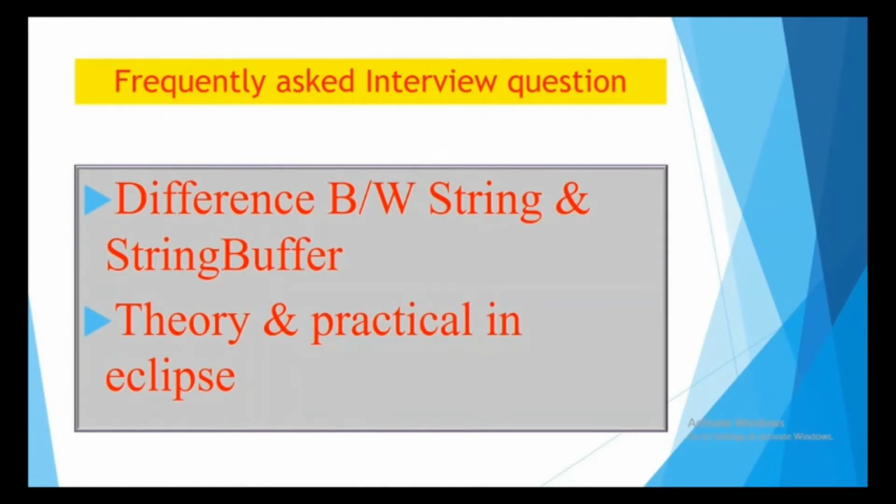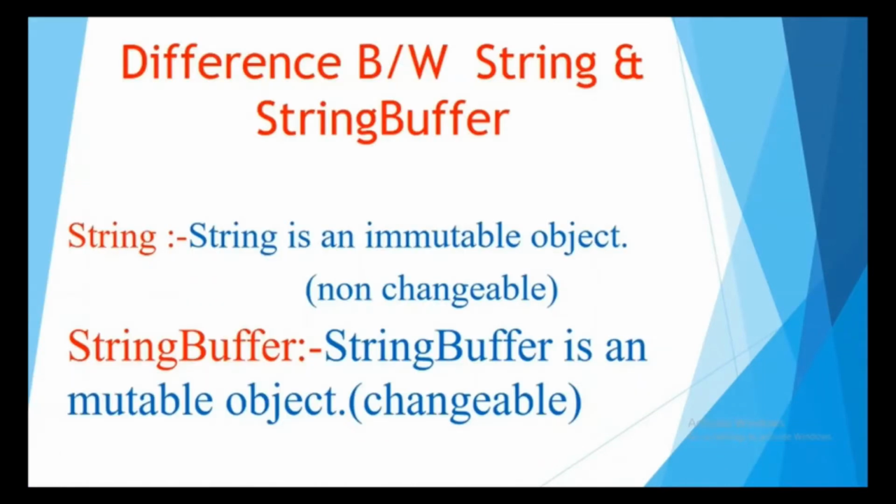String and StringBuffer. The interviewer will ask what is the difference between String and StringBuffer. Here you can give a one-line answer to him. What is String? String is an immutable object. Immutable means non-changeable object, and StringBuffer is a mutable object. It's a changeable object. Like this you have to answer. If you give an answer like this, he will be impressed and he will get exactly what he wants.